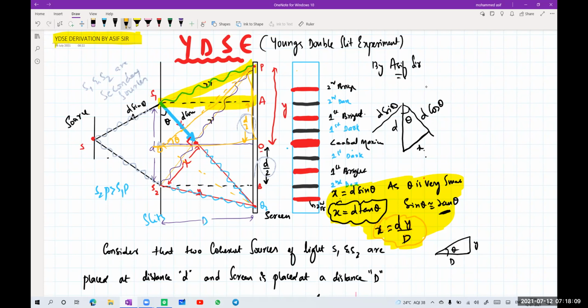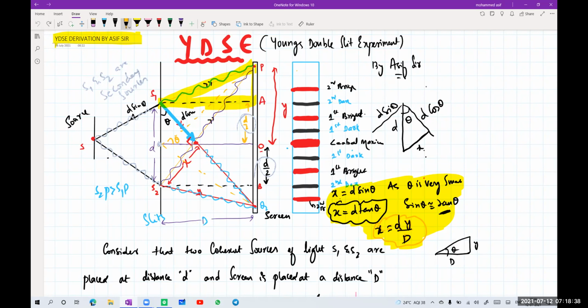The distance between the screen and the slit is capital D. So this one is D, this one is Y. So tan theta will be equal to how much, beta? Tan theta will be equal to Y by D, this Y, this D, isn't it? So that is your tan theta. Is that clear for everyone?